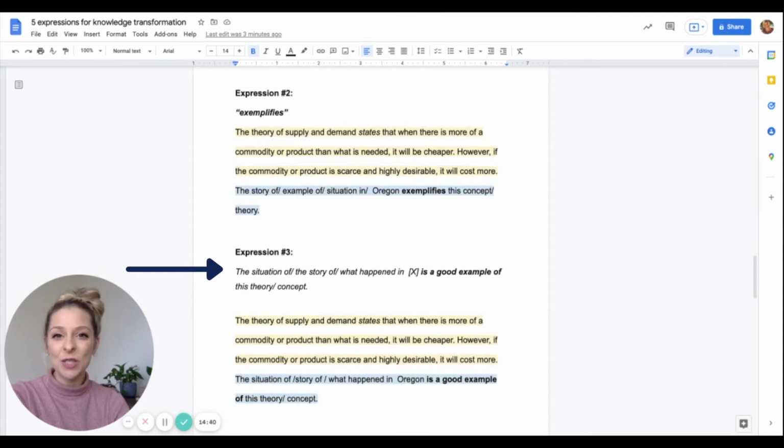And moving on to expression 3, we have the situation of, the story of, or what happened in X is a good example of this theory or this concept. So in our example, we say, the situation of, the story of, or what happened in Oregon is a good example of this theory or this concept.